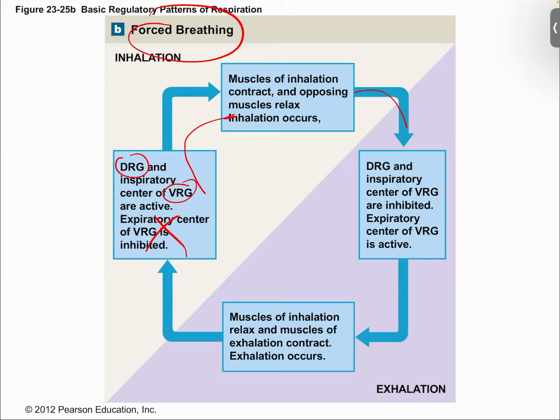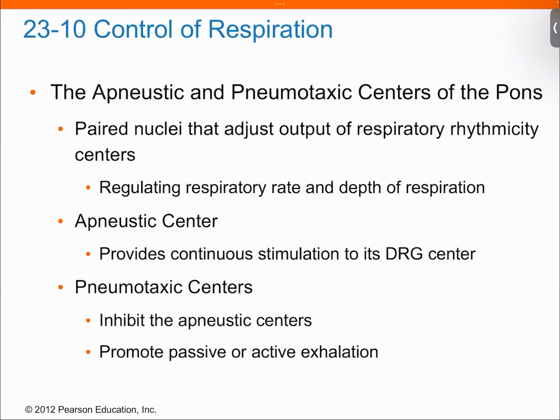And then what happens is the inspiratory side of the VRG and the DRG are inhibited. You turn on your expiratory center of the VRG, which is going to be a forced, contracted exhale. And the inhalation muscles are relaxing at this particular point. And so you get your forced exhale. So VRG is largely for forcing your breath. DRG is for tidal.